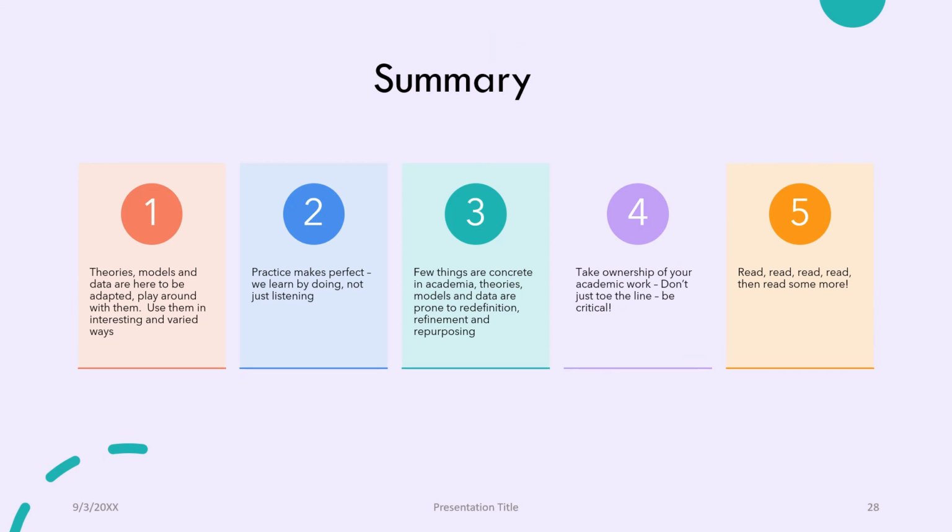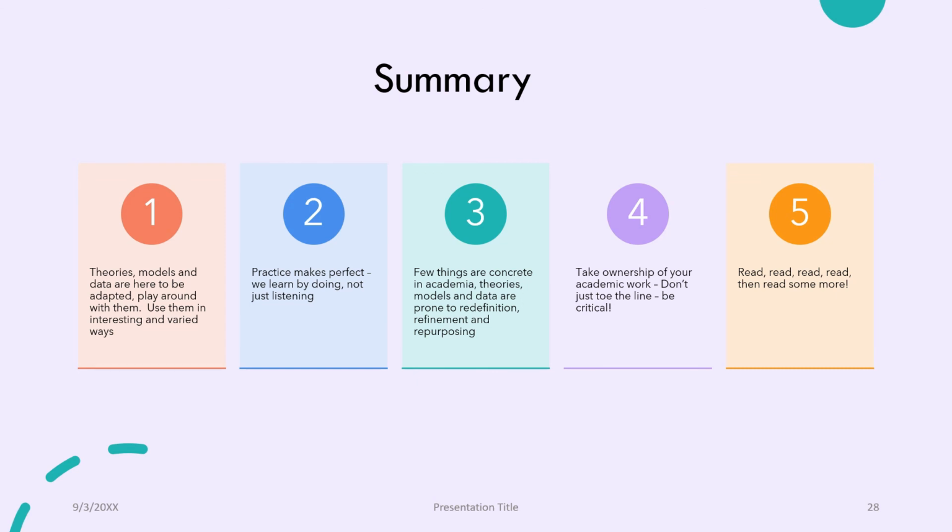Theories, models, and data are here to be adapted. Play around with them. Use them in interesting and varied ways. Practice makes perfect. We learn by doing, not just listening. Third, few things are concrete in academia. Theories, models, and data are prone to redefinition, refinement, and repurposing.